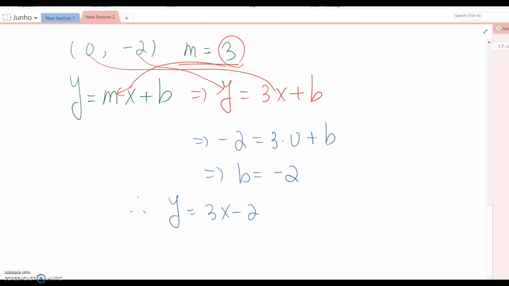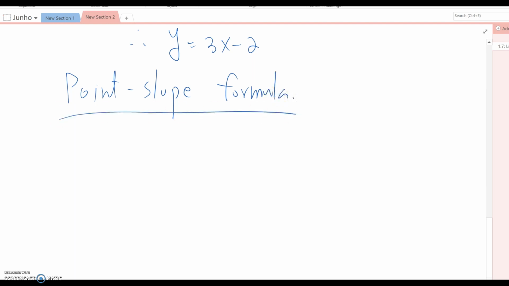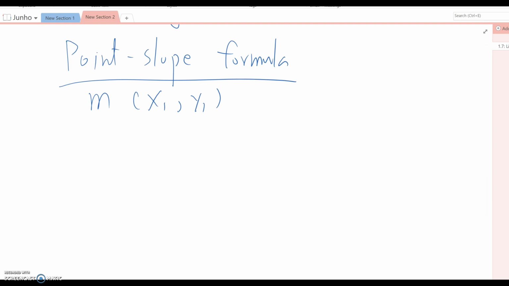Up to now, we usually find the equation of the line this way. But from now on, we don't want to solve it this way. Instead we want to use the point-slope formula. The point-slope formula is, if you know m and 1 point x1 comma y1, then we can find the equation of the line using this formula: y minus y1 equal to m times x minus x1.